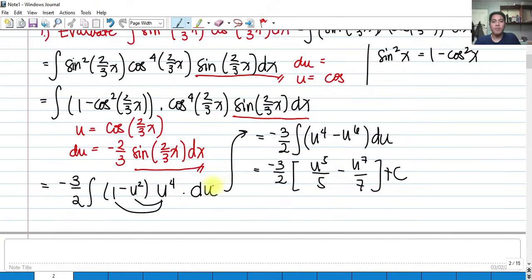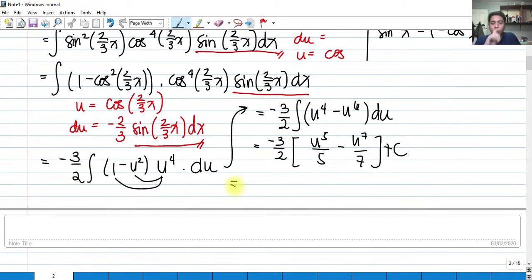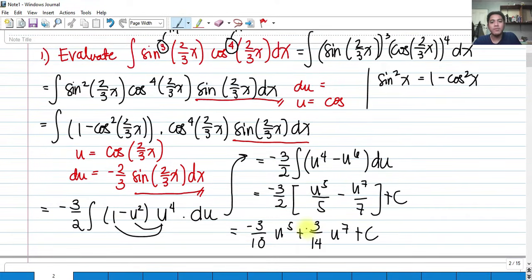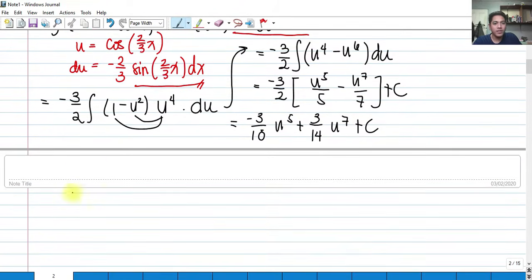This is by power rule. And if we now distribute the negative 3 halves, we have negative 3 over 10 u raised to 5, and negative times the minus here becomes plus 3 over 14 u raised to 7 plus c. Of course, this is not our final answer. We should substitute back the original value of u into our final answer.